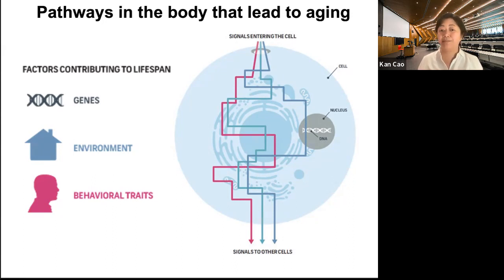What our cells do, our cells are constantly receiving signals from the genes, environment, and the behavior traits from the inside and outside of the cells. And even from the food you took this morning, then our cells react to this information and send signals to itself and to other surrounding cells. We call these pathways. These pathways hold the key to understand the human aging process. But how can we study those pathways?